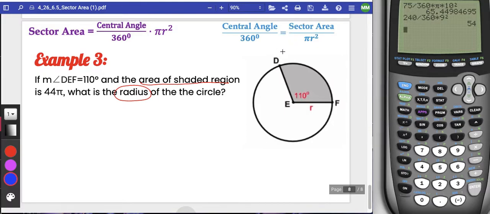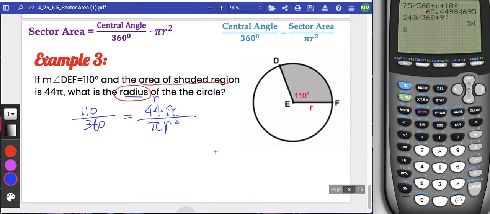So now let's see how we set it up. If we're using this one, we check, okay, this central angle matches this shaded region. So we are going to just substitute the value: 110 divided by 360 equals, and this time the sector area, which is already given, 44 pi divided by pi r squared. We don't know the radius, so we just set up this r, so it's pi r squared.